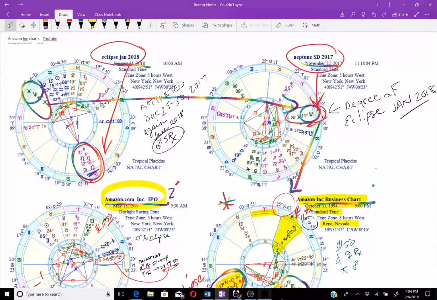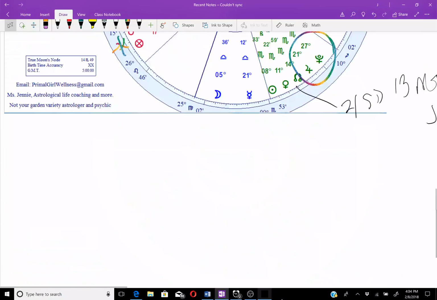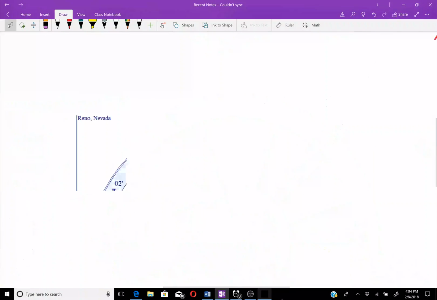So that, my lovelies, is the chart of a business. Okay. All right. So we're going to end it here.